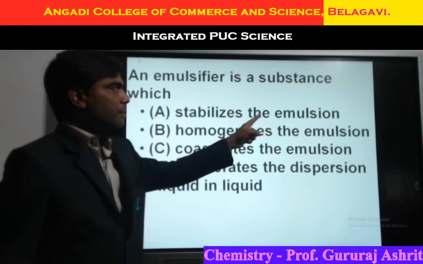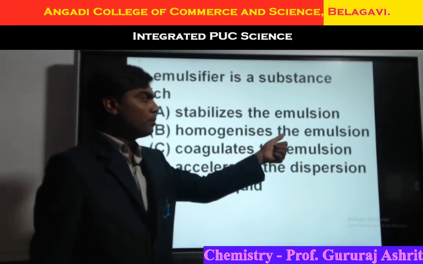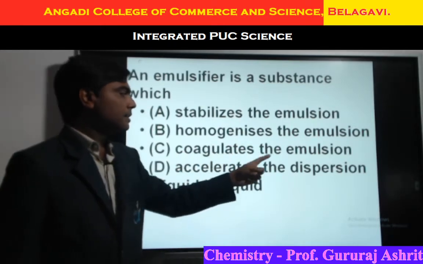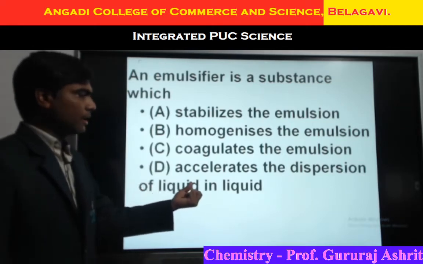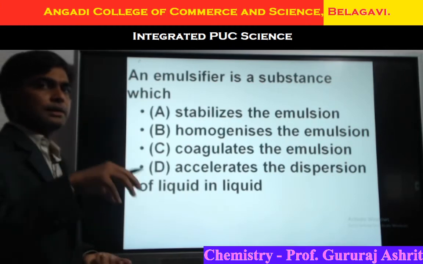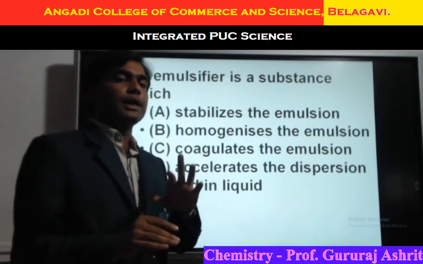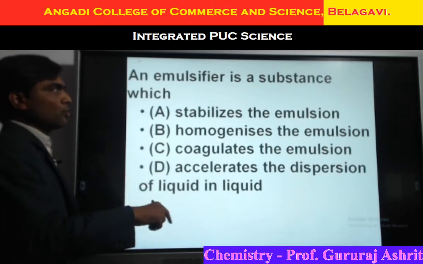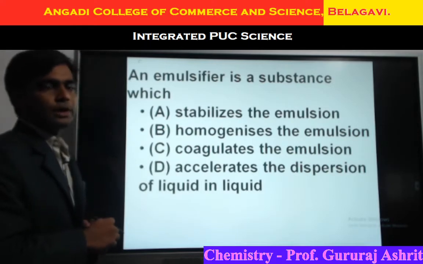First one, stabilizes the emulsion, meaning the emulsion becomes more stable. Homogenizes the emulsion, coagulates the emulsion, accelerates the dispersion of liquid in liquid. So already I told you emulsion means liquid in liquid. In all the questions, I already told you an emulsifier is added to make the sol stable. Why are we adding it? If the emulsion is lyophobic, it is less stable. To make it more stable, we add this stabilizer. Hence the answer is the first one, that is A.